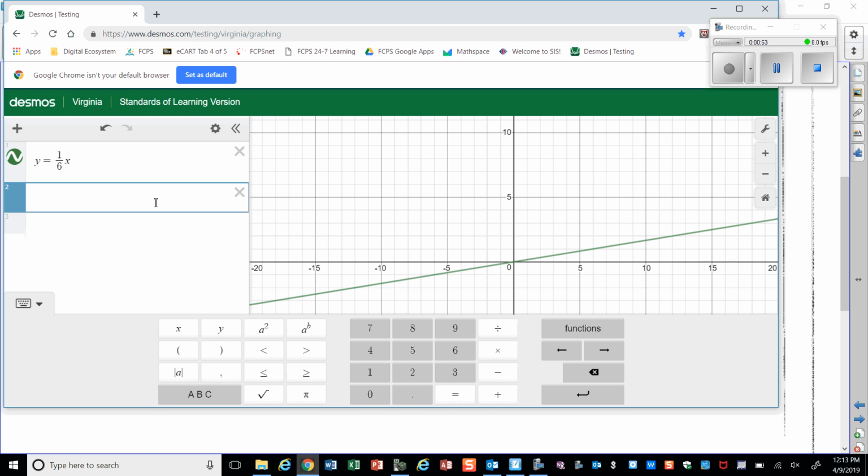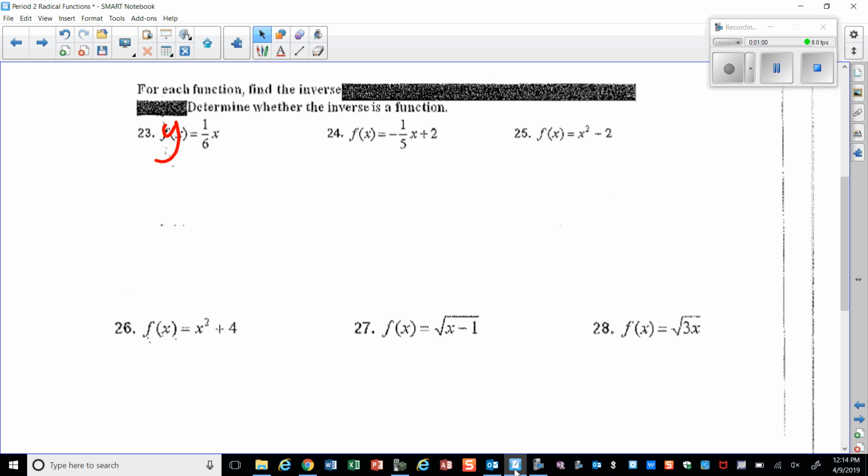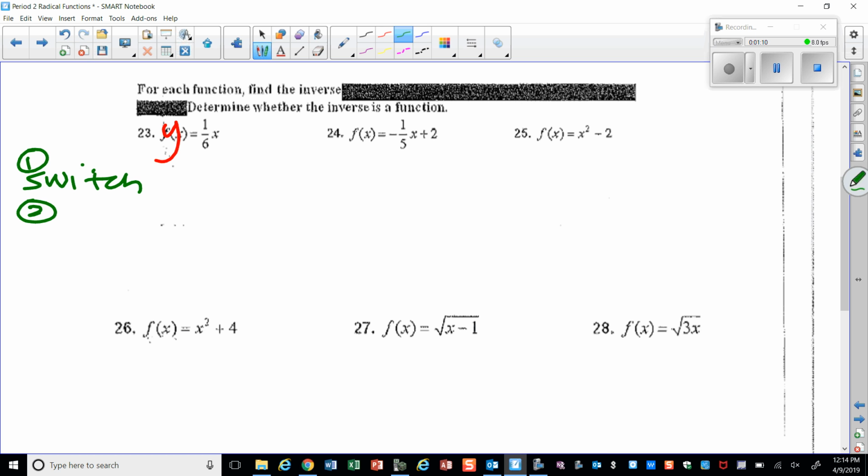All right, now to get the inverse of that, I'm going to switch the x and the y, and then I'm going to solve for y. All right, there's two steps. The first step is switch and then solve. So instead of y, I'm going to have x equals 1/6 times y. So that's the switch. I switch my x's and y's. And then now I'm going to solve for y. So I want y by itself.